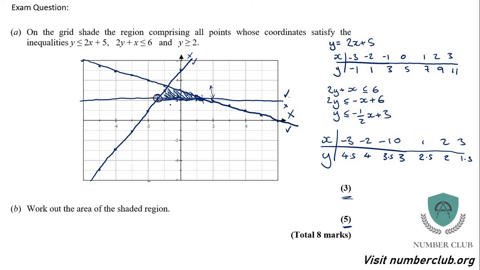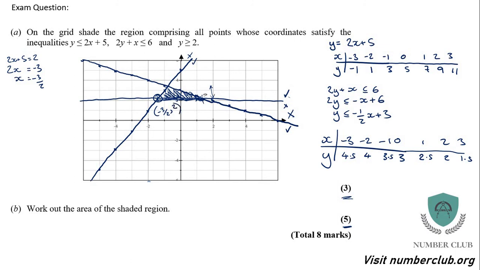So the first thing is I'm going to try to find out that point there. Now that point there will be the intersection between line 1 and line 3. So we've got 2x plus 5 is going to equal 2, 2x is going to equal -3, x is going to equal -3 over 2. So that point there will be -3 over 2, and y is going to equal 2 because it's on that line, y equals 2 there.